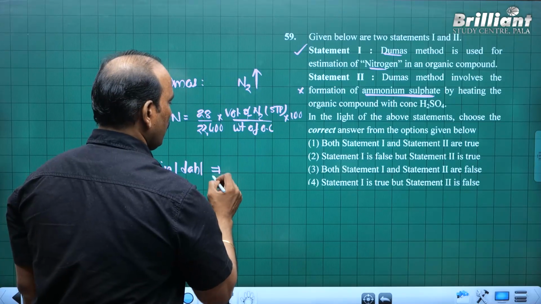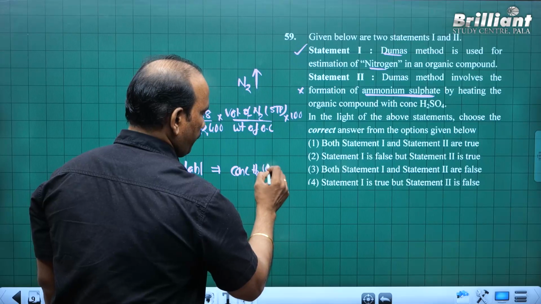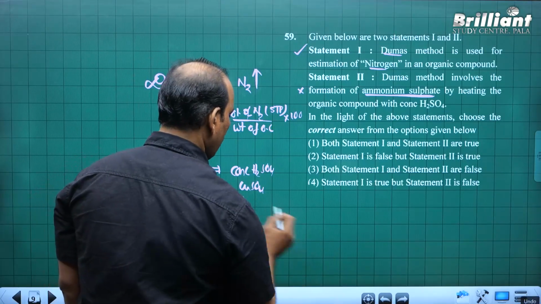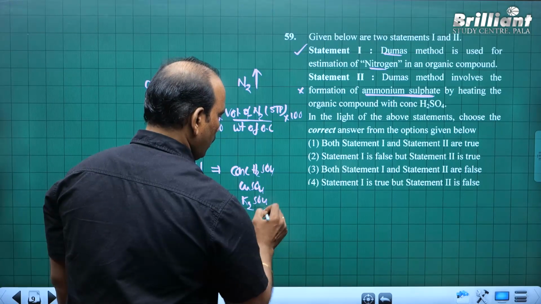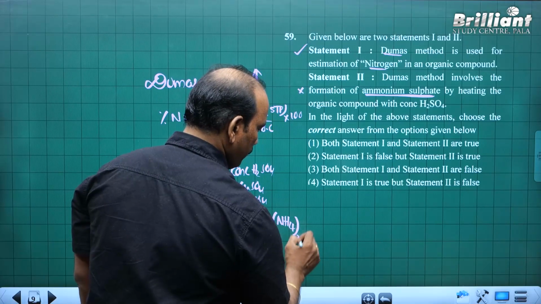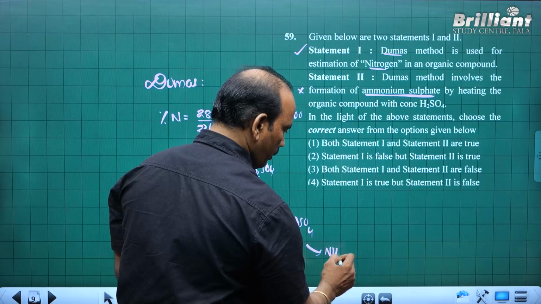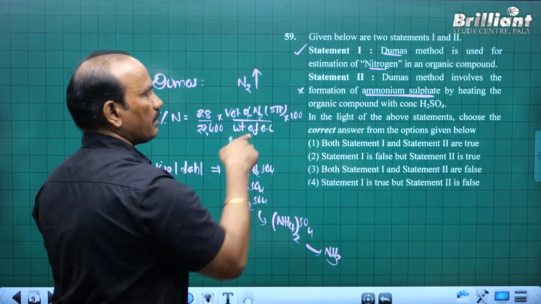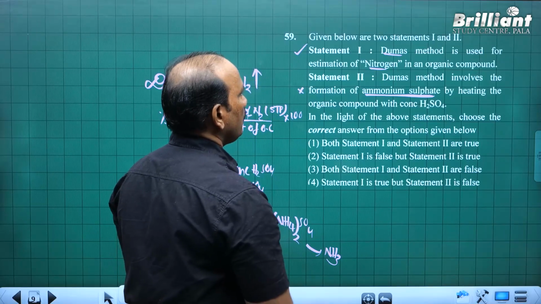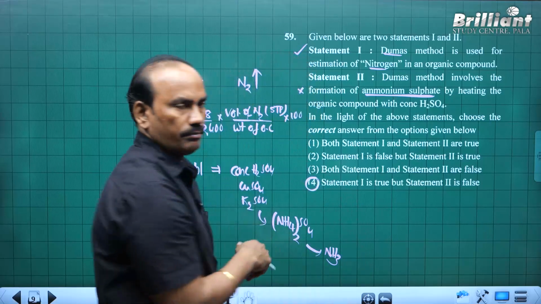In Kjeldahl's method, we use concentrated H2SO4, catalyst CuSO4 or mercury, and K2SO4 as the promoter. In this one, the first step is that ammonium sulfate is strongly heated with the second part, that changes to ammonia gas, which is not correct here. This is related to the Kjeldahl method. Okay, the option is: first one is correct, second one is incorrect. Okay, this one clear.